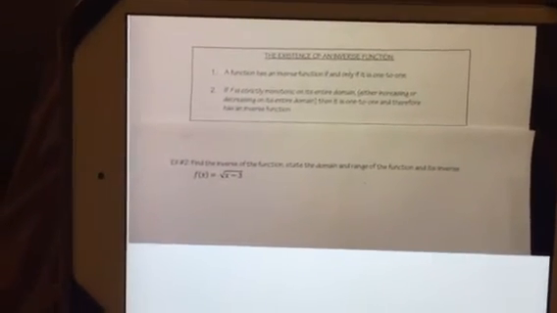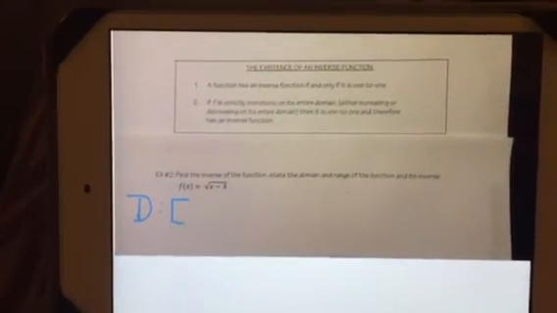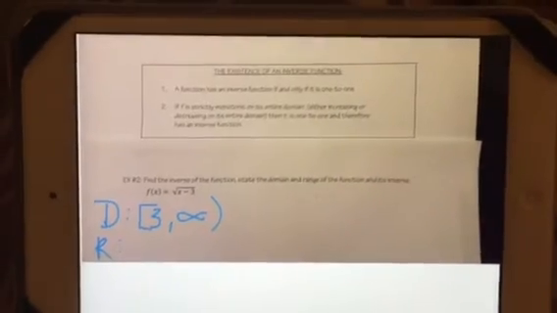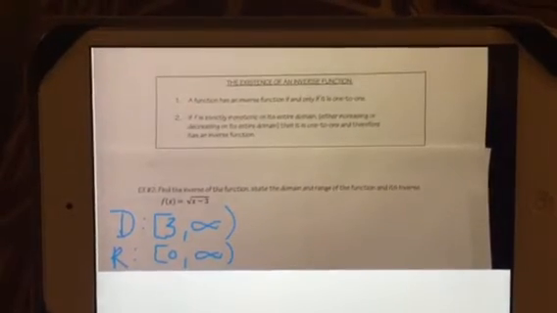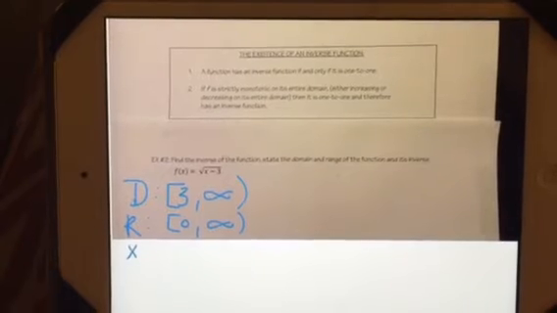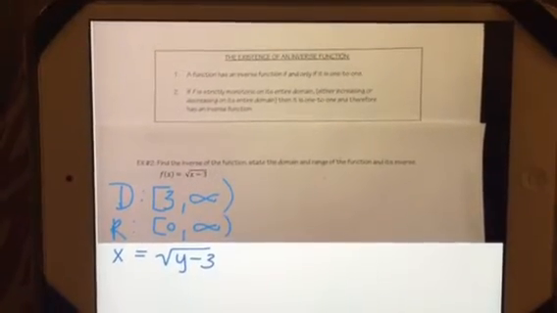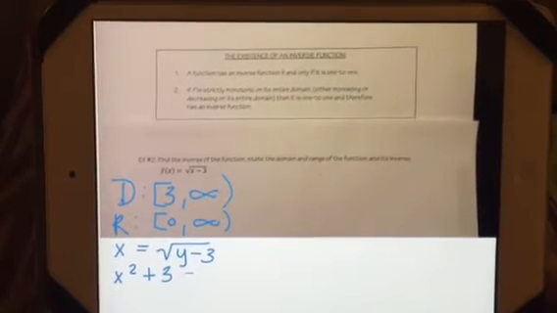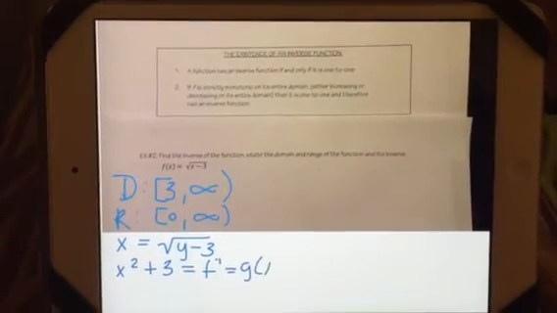So for this example, we're first going to find the domain for this function. It's a square root, which begins at 3 and goes on to infinity, and the range, since we're staying above the x-axis, would be from 0 to infinity. Finding the inverse, just like we did in example 1, x is equal to the square root of y minus 3. Solve for y all over again. We'd get x squared plus 3 would be equal to our inverse, which we're calling g of x here.